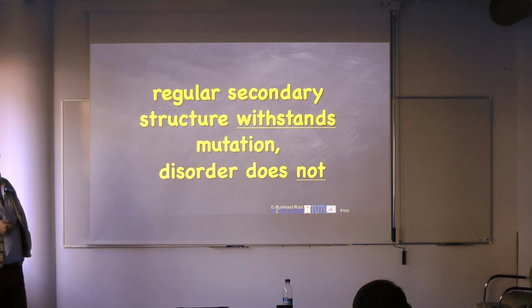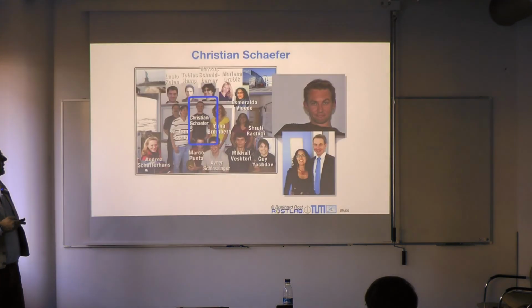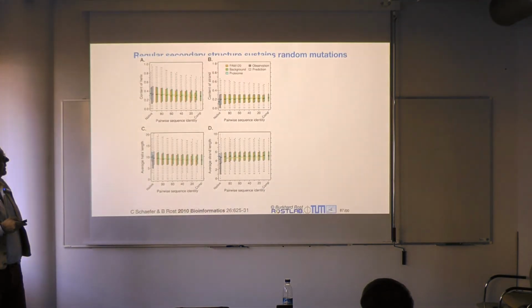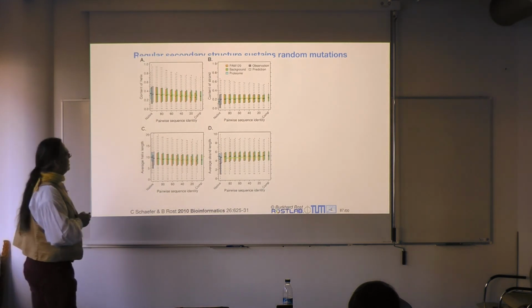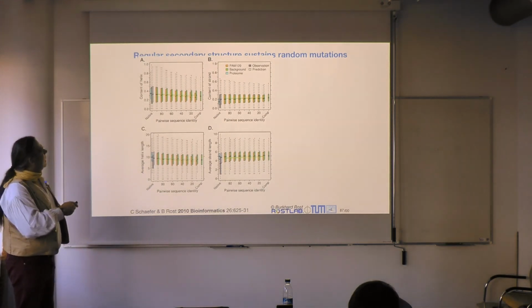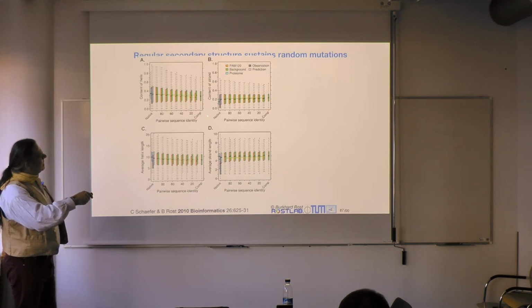And that is, in fact, something I talked about on Thursday. Regular secondary structure is retained with the mutation or variant; disorder is not. The work was done by Chris Schaefer, and this is the final result. Content of helix is measured here, length of a helix. This is pairwise sequence identity.